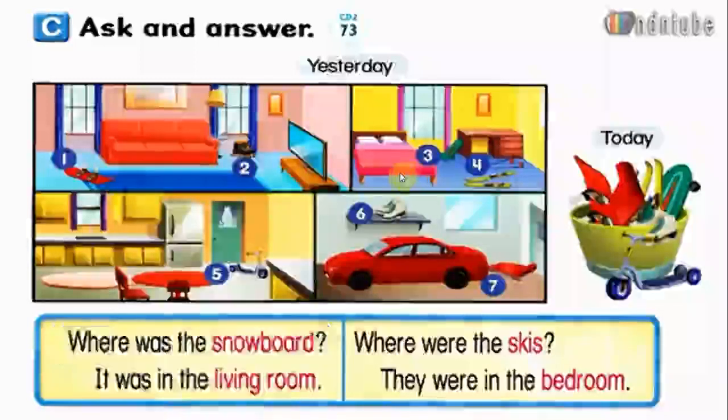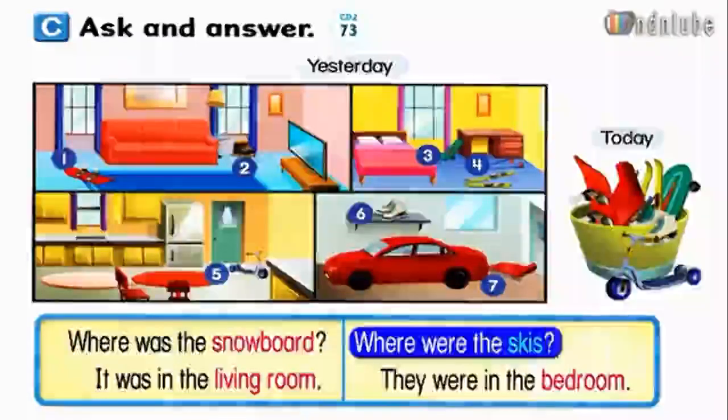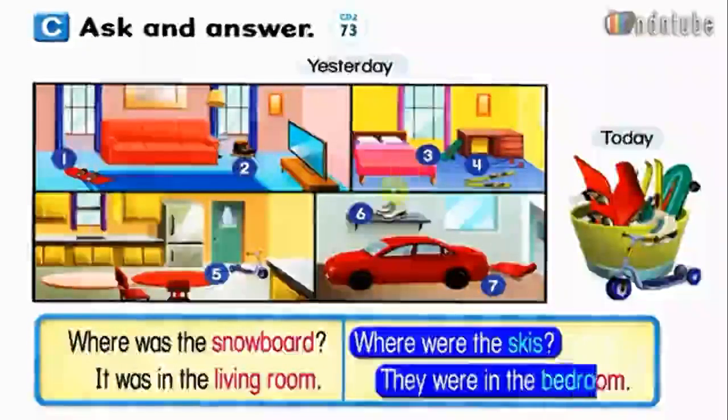Number four. Where were the skis? They were in the bedroom. The skis هذني شنو؟ هذني اثنين. The skis اثنين. فإذا شنو؟ They were in the bedroom. لما نسأل عنهم ونشير لهم ف where. أوكي الجمع.